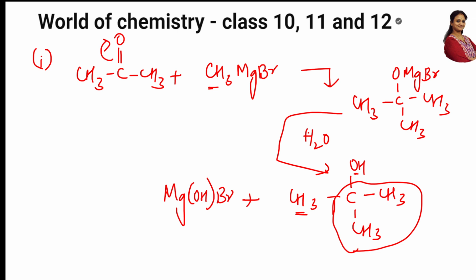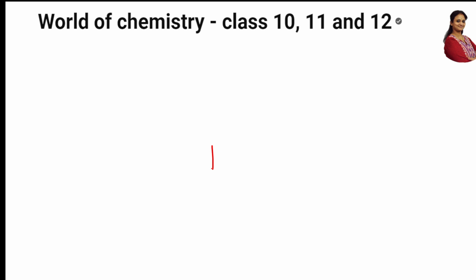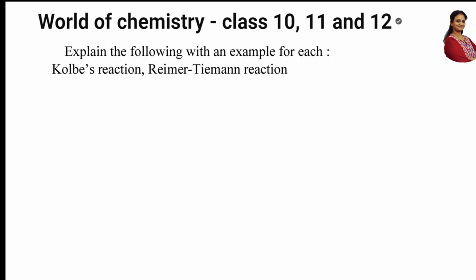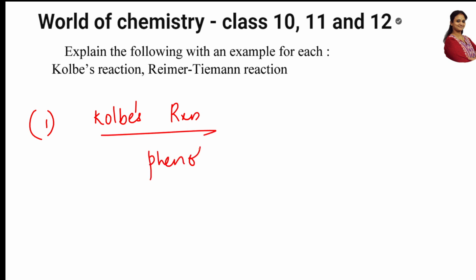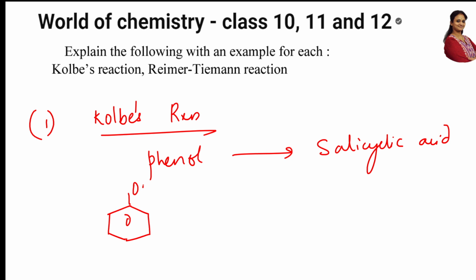Next question. This is a blank page, students. Next question: explain the following. Kolbe's reaction, a very important name reaction. Kolbe's reaction is a simple reaction. Kolbe's is going to convert phenol to salicylic acid. Once again, Kolbe's is going to convert phenol directly into salicylic acid.